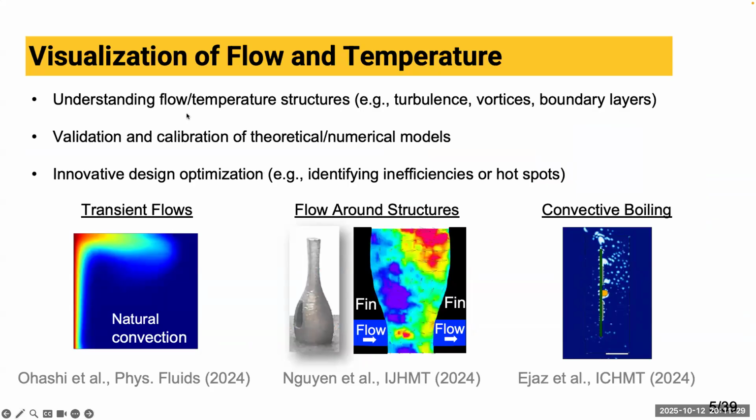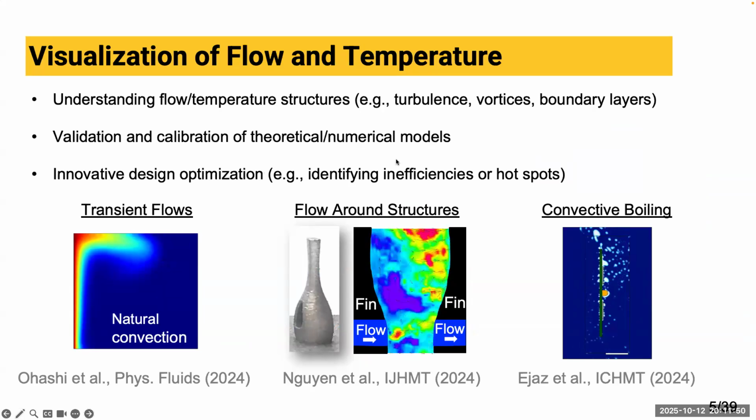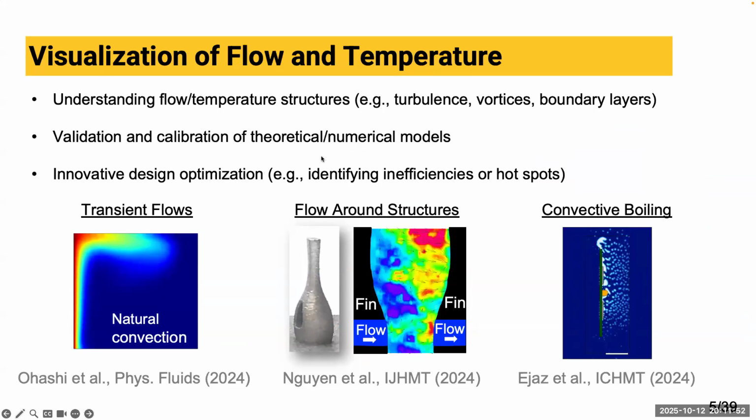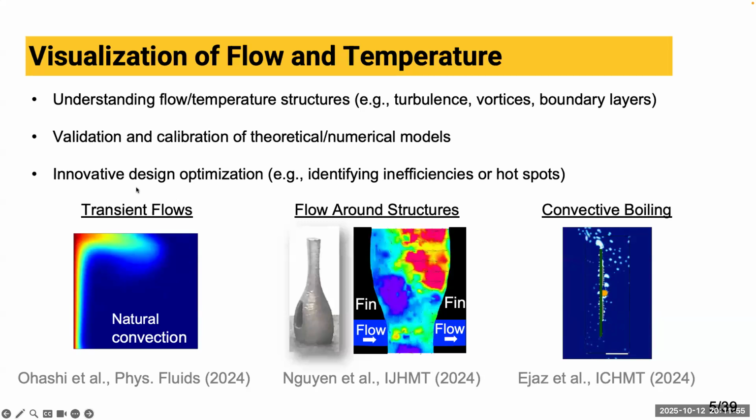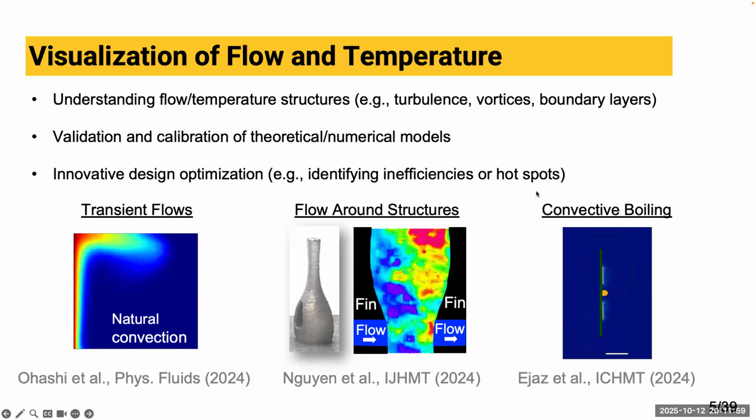So to understand the flow and temperature structures in those phenomena, our group tries to understand where turbulence, vortices, viscous and thermal boundary layers are formed. And we use theoretical numerical models to predict the distribution of such fields. And we also, of course, employ experimental methods. And after that, we want to achieve design optimization to remove the inefficiencies or hotspots in cooling systems.